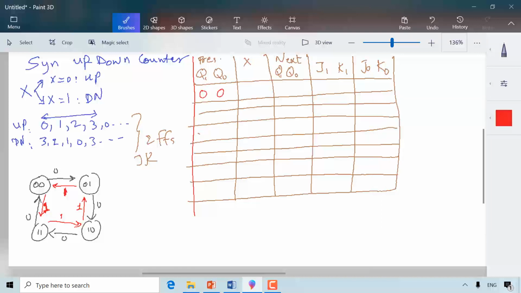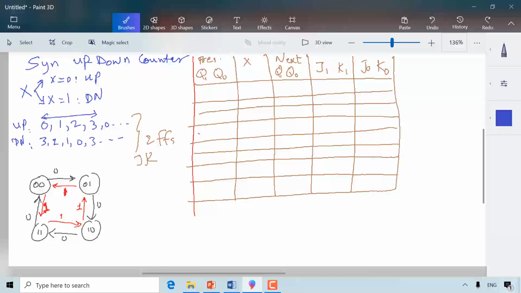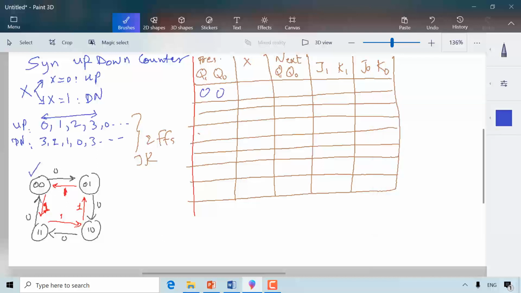I'm 0, 0. So if I'm in state 0, 0, which is this one here, if I have input 0, I'll go to state 0, 1. If I have an input of 1, I'll go to a state of 1, 1. Find state 0, 1.